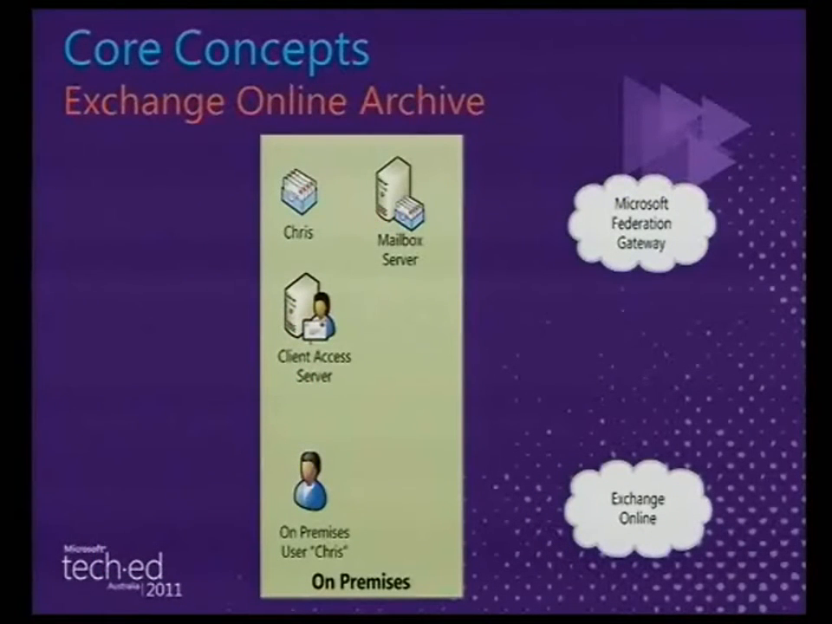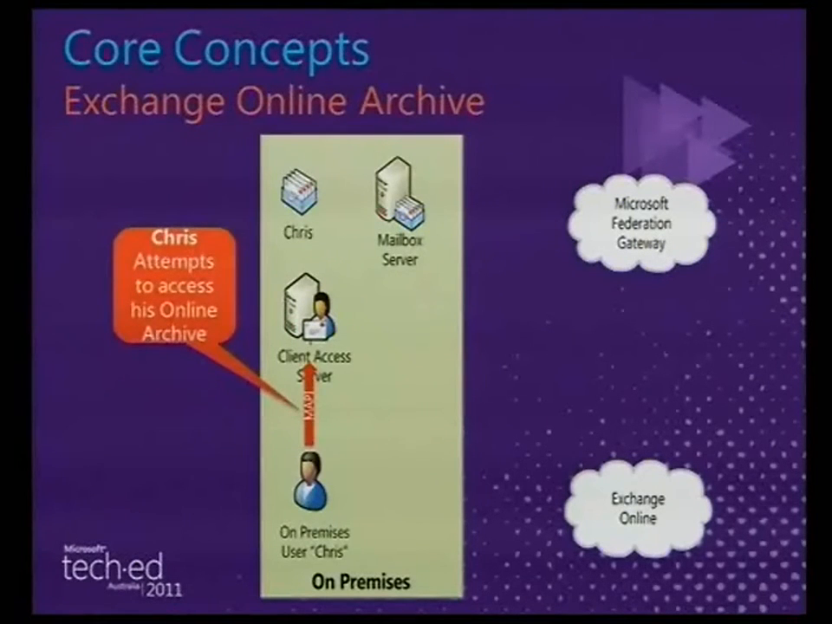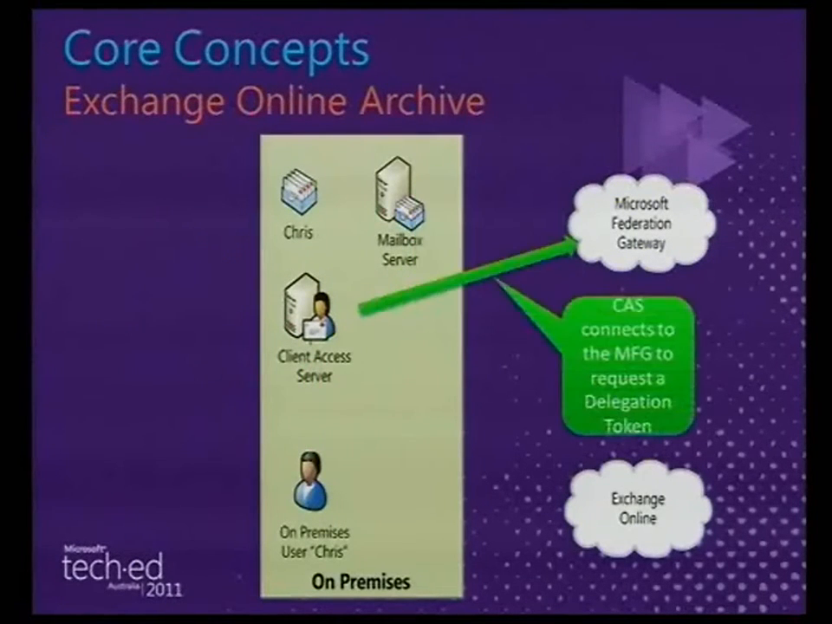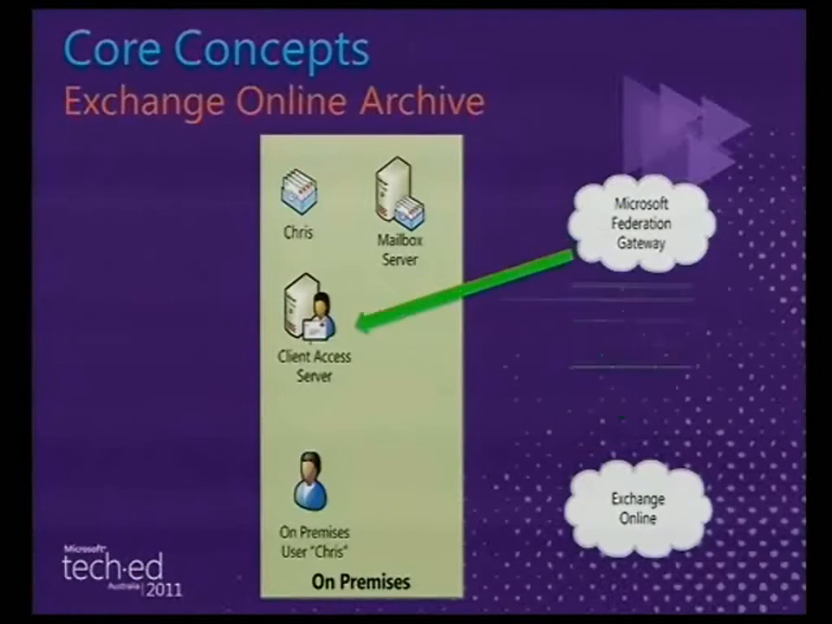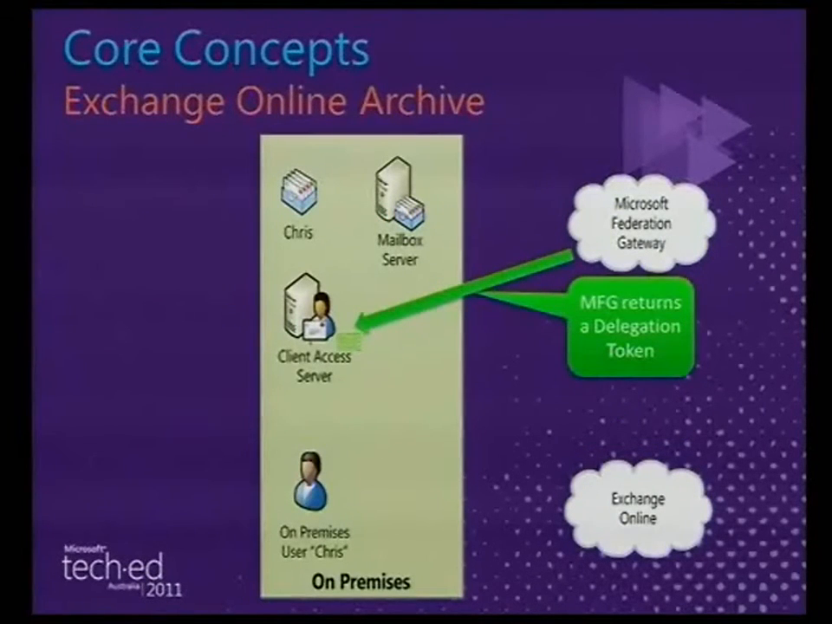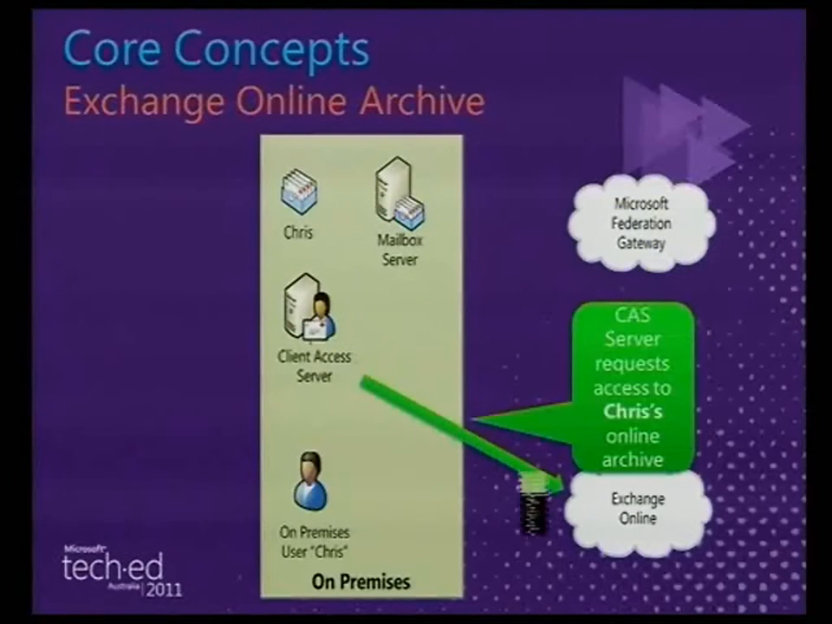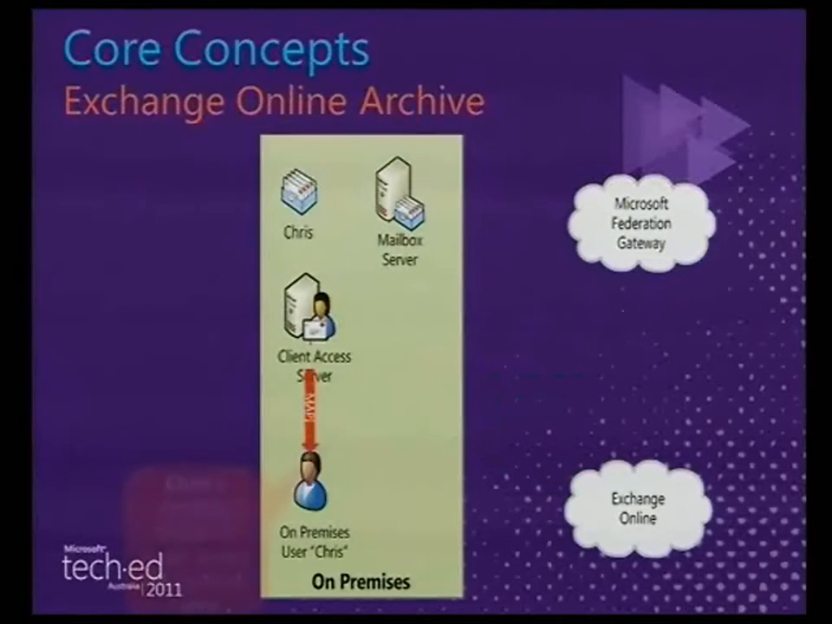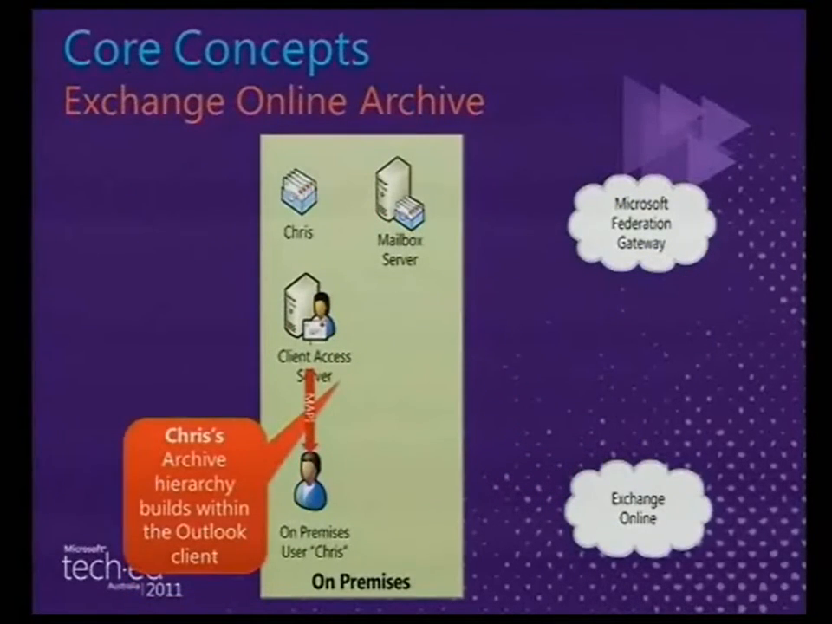It's a very similar process if we look at Exchange Online Archive, where you have an on-premise user who's using an archive that is situated in the cloud. Same process again. We speak to the Federation Gateway. The Federation Gateway returns a token to our CAS server. It appends that information to it and sends it to Exchange Online, and the hierarchy is returned to Outlook. So that's how it works.